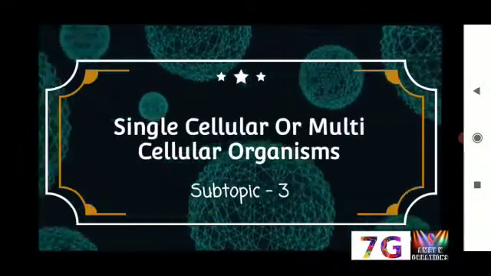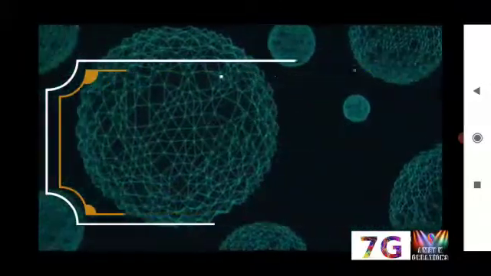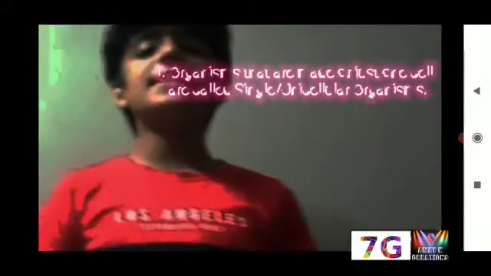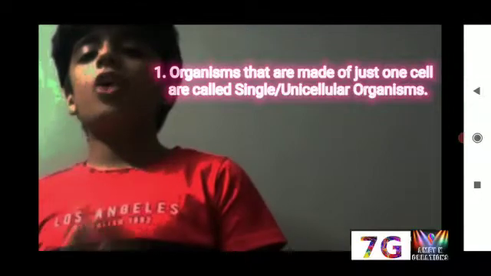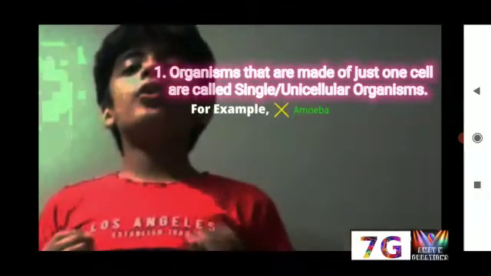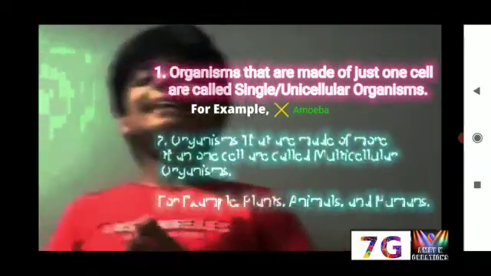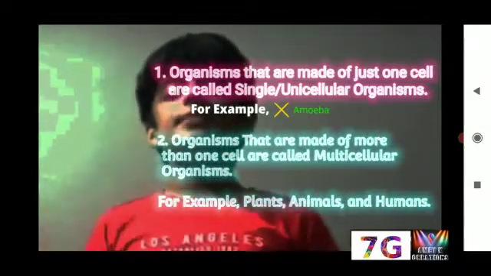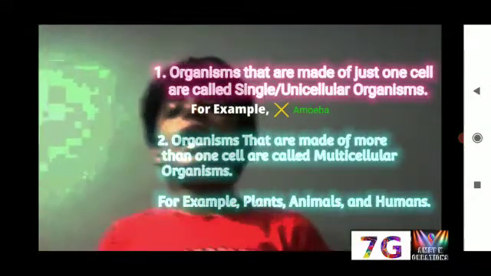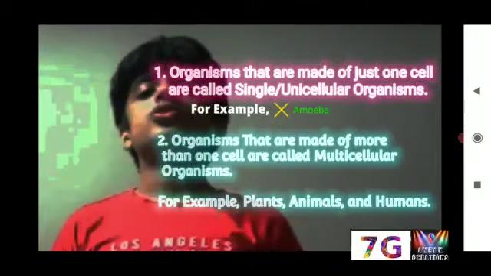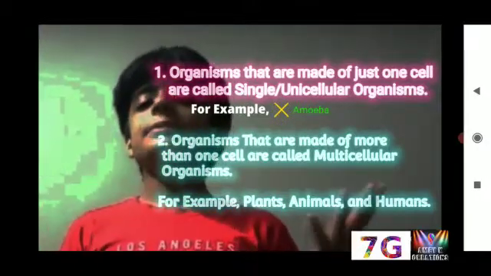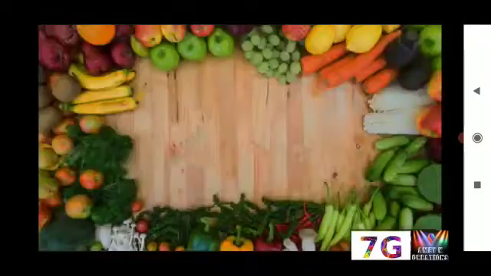Single or multicellular organisms. Subtopic 3. The organisms that have just one cell are called single cellular organisms or unicellular organisms. An example of a single cellular organism is the amoeba. Multicellular organisms. The organisms that have more than one cell are called multicellular organisms. Human beings, plants and animals are multicellular organisms.